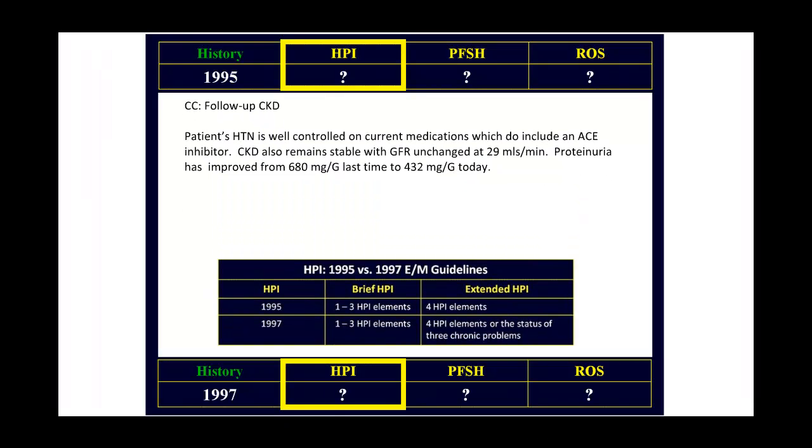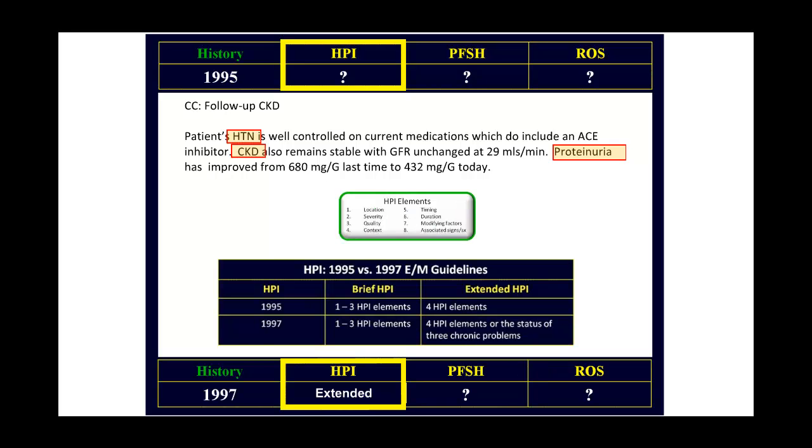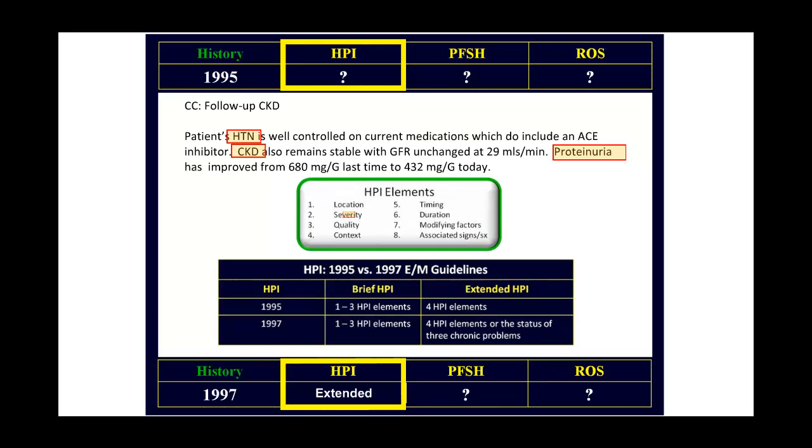Looking at our note, it says, patient's hypertension is well controlled on current medications, which do include an ACE inhibitor. CKD also remains stable with GFR unchanged at 29 mL per minute. Proteinuria has improved from 680 milligrams to 432 milligrams today. So here we've clearly commented on the status of 3 problems, which means we'd qualify for an extended HPI using the 1997 guidelines. You could also make the argument that we use the HPI element of severity to describe 3 problems, which means we probably would qualify for a brief HPI using the 95 rules.